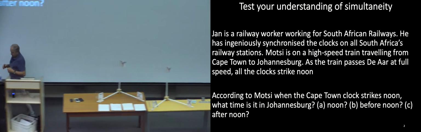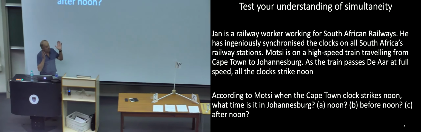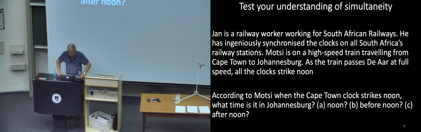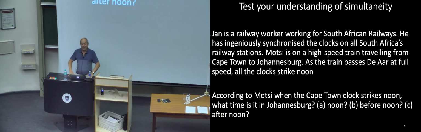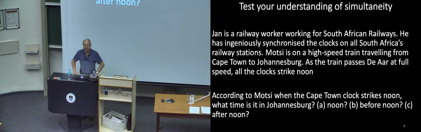All right, let's get started then. This is the problem I posed to you yesterday. This is a special case where light can travel through the Earth, and you can see the signal from Johannesburg and Cape Town when you're in DR. And South African Railways has got trains that can travel at 99% of the speed of light.